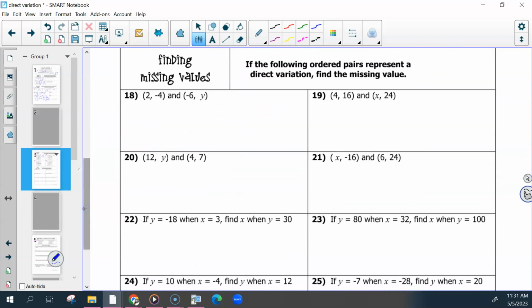So you have to be able to find k, determine if it's direct or not from an equation or from a graph, but you also have to find missing values. So we'll do a few of these. You'll be given a set of values. You can use that to find your k value. So go ahead and do that first. Divide -4 and 2. After you find your k value, write that as an equation. What would that equation be?